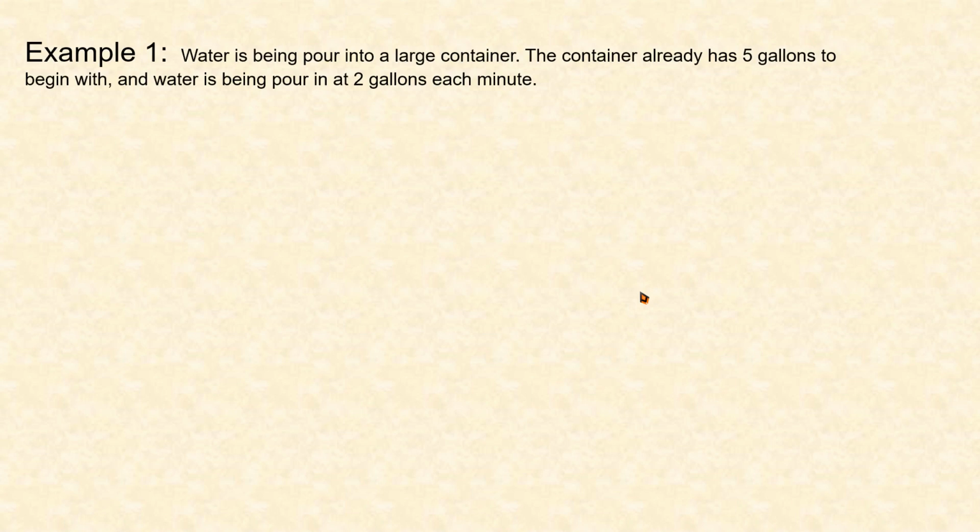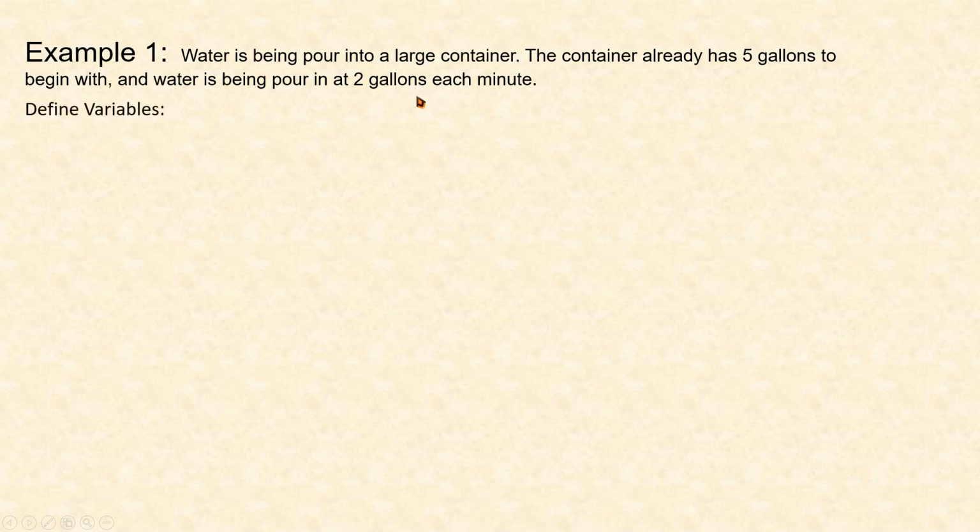We have water being poured into a large container, and the container already has 5 gallons to begin with, and the water is being poured in at 2 gallons each minute. Okay, so it's the same format of word problems that we have dealt with this entire time. You see that we started out with 5 gallons, and then there's the rate of 2 gallons each minute, or 2 gallons per minute. You guys know those words that we're supposed to look for.